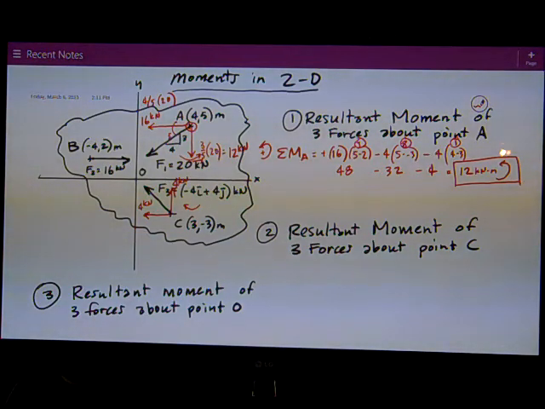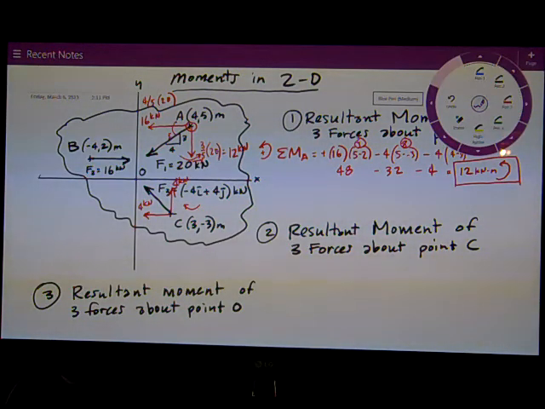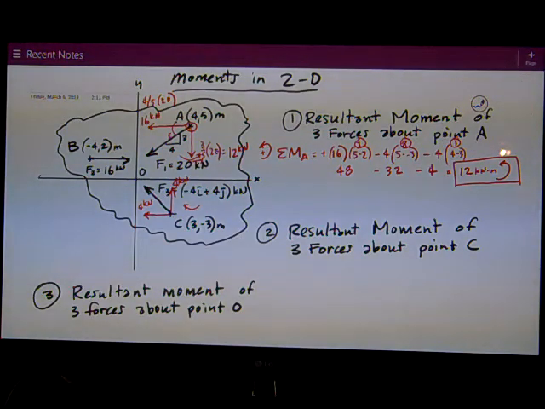Part 2, resultant moment of the three forces about point C. I'll change colors here, and we'll talk about taking moments about point C. So now I've eliminated F3 because it intersects there. And the sum of the moments about point C, once again, use the same sign assumption, counterclockwise positive. Let's start off at B. 16 is trying to rotate clockwise, so it's negative 16. And the y distance is 2 minus negative 3, or 5.